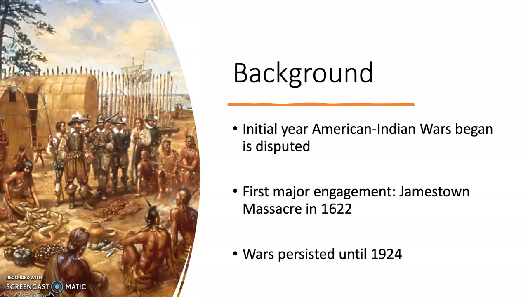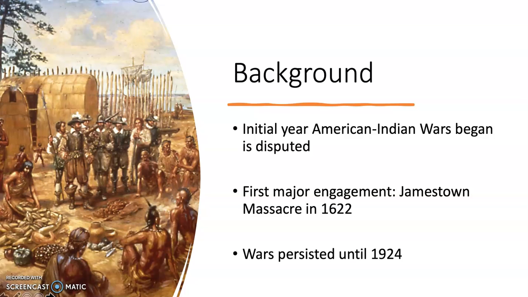Some background on the American Indian Wars. The initial year that the wars began is disputed by historians. Some feel that they began in 1607, other historians think that it was 1622. The argument for 1607 is that this was the year that Jamestown was established. Jamestown was the first permanent English settlement, and from 1607 on, they continued to push further in to take more territory so they could create more establishments, and the natives fought them because they wanted to keep their own land.